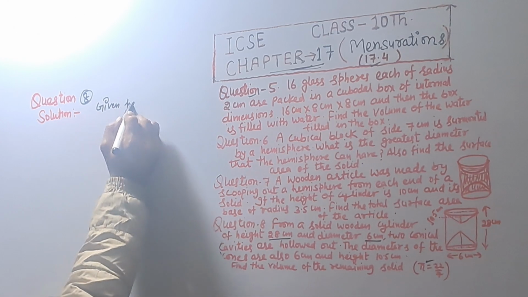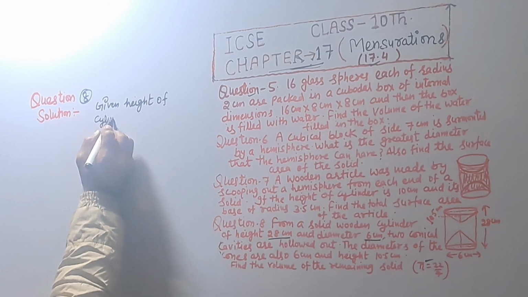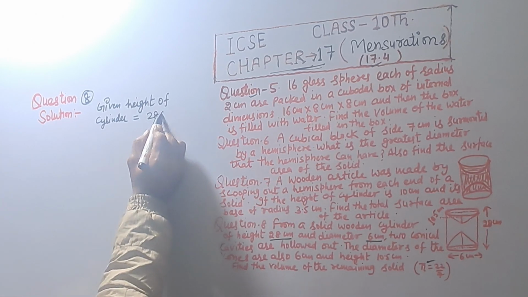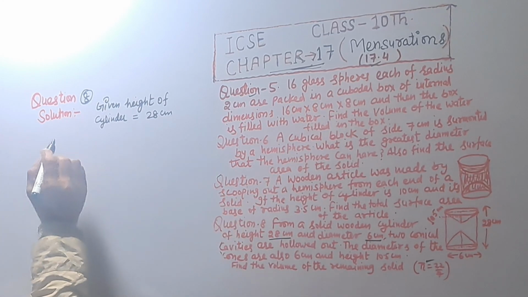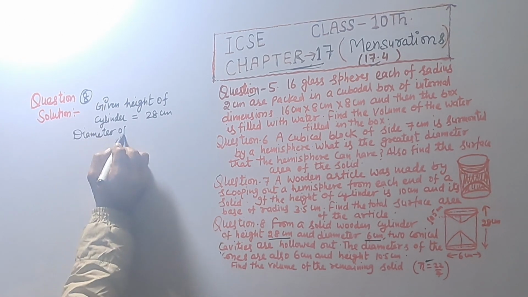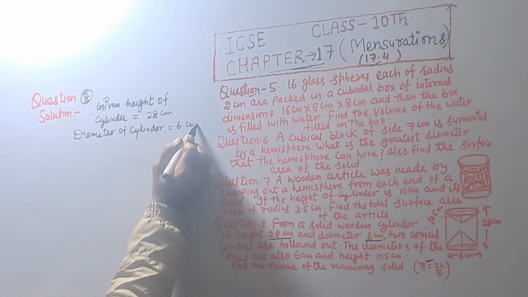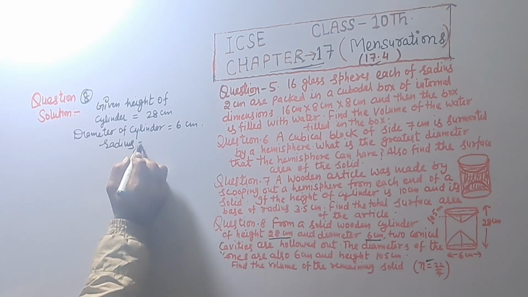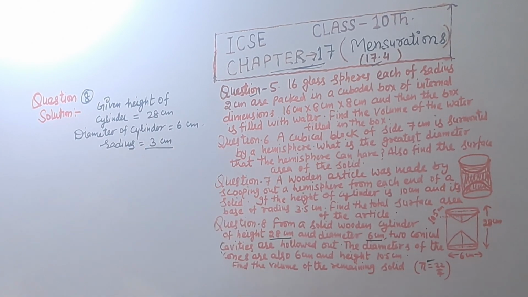Given height of cylinder is equal to 28 centimeter and diameter of cylinder is equal to 6 centimeter, then radius equal to 6 upon 2, that is 3 centimeter, half of diameter.